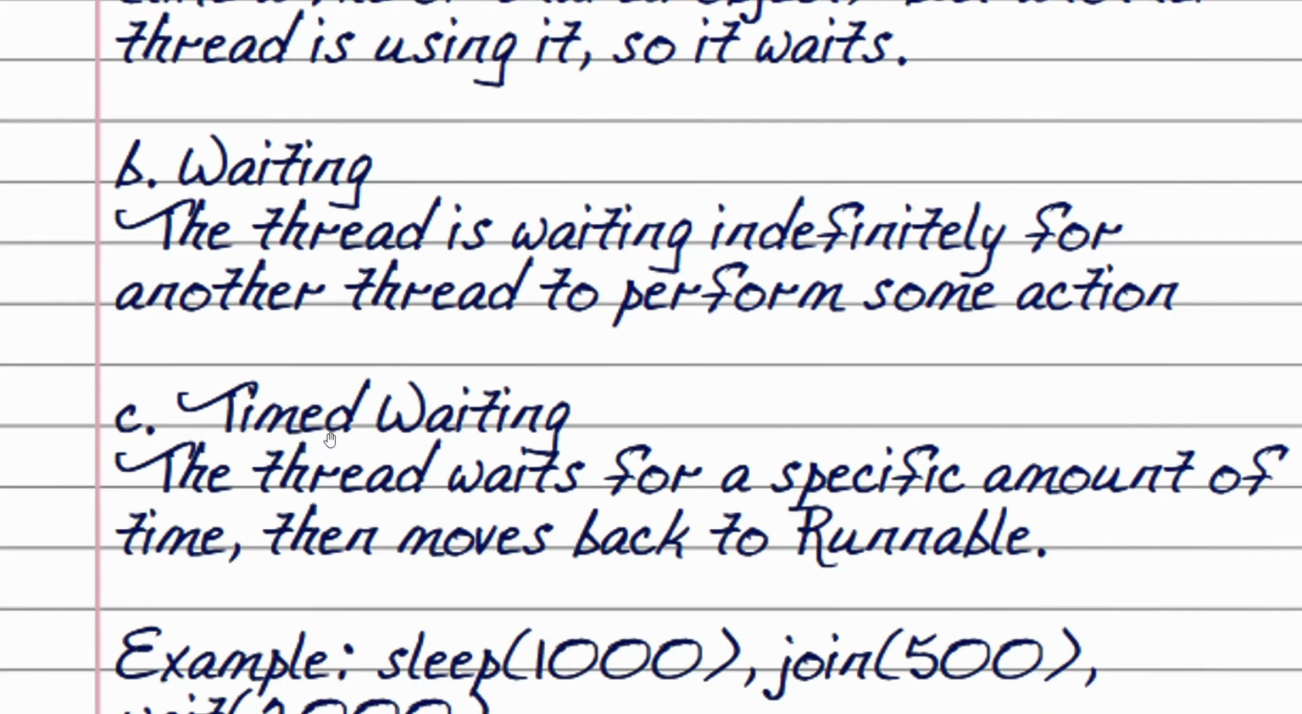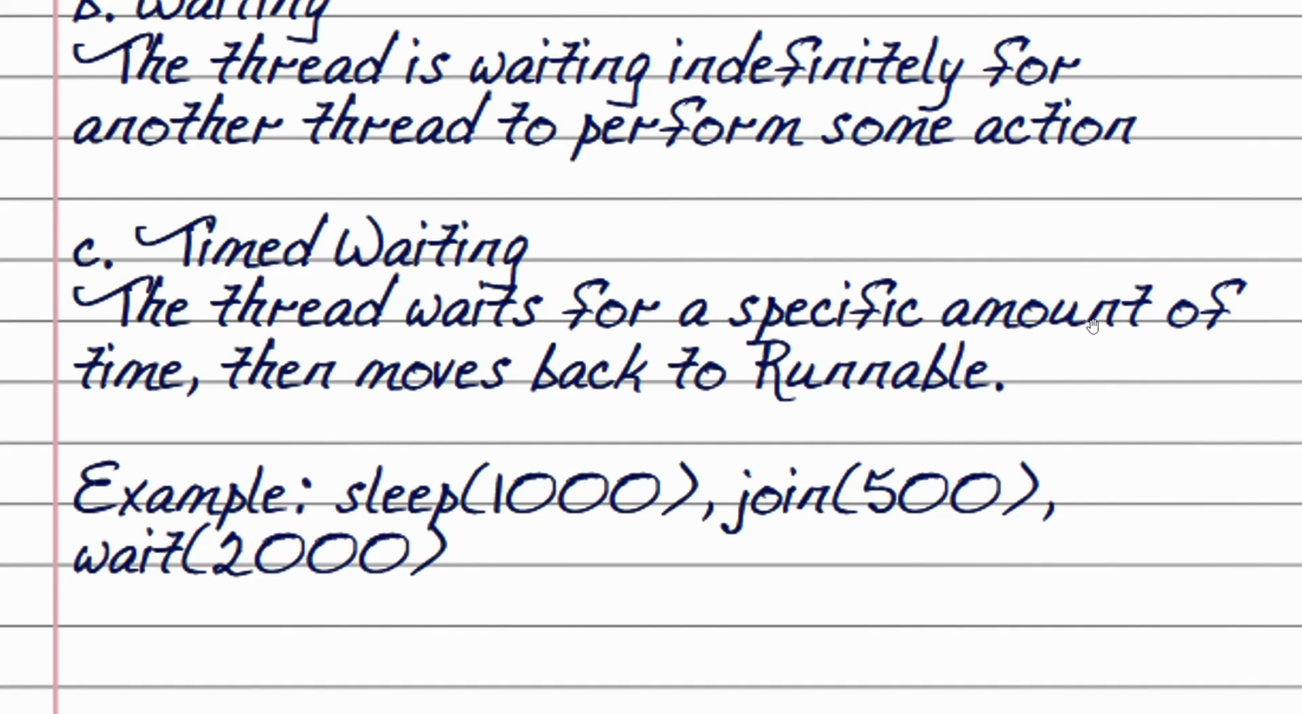Okay. Next is timed waiting. A thread waits for a specific amount of time, then it moves back to the runnable stage. Suppose we have run a loop, and the task of the loop is to print the numbers 1 to 5. Then suppose I have called the sleep method, and in the brackets we have given 1000. The loop will print 1 to 5, and the time taken between printing each number is 1 second. Suppose 1 has been printed; after 1 second 2 will print, then after 1 second 3 will print, and so on.